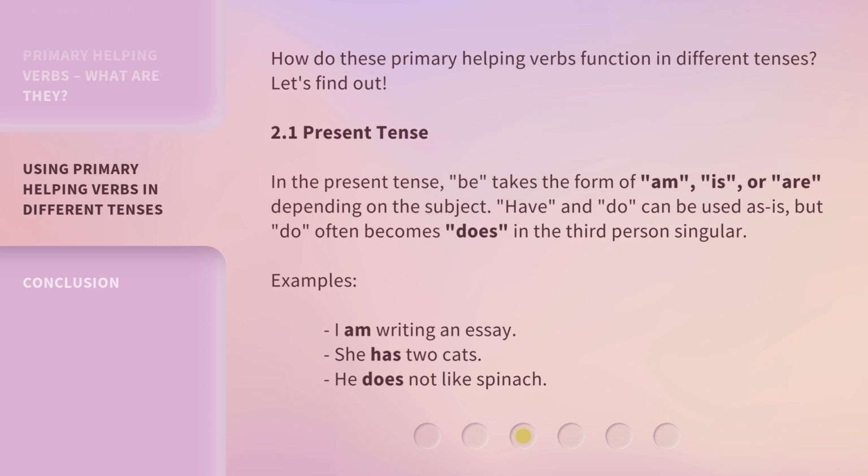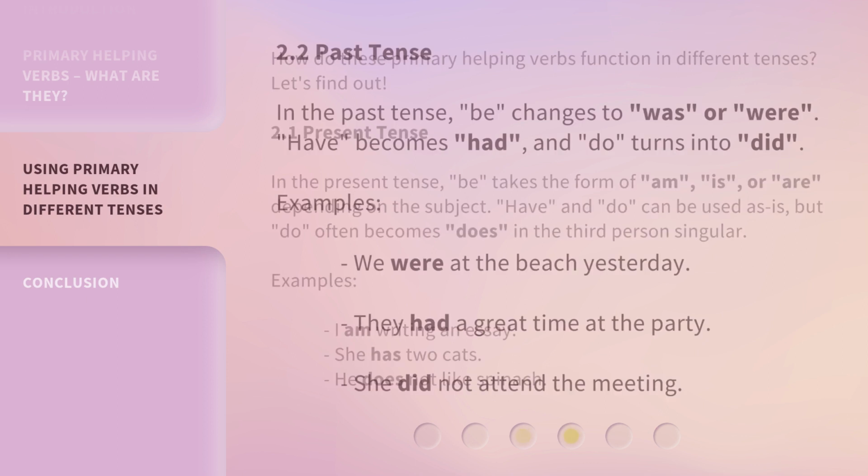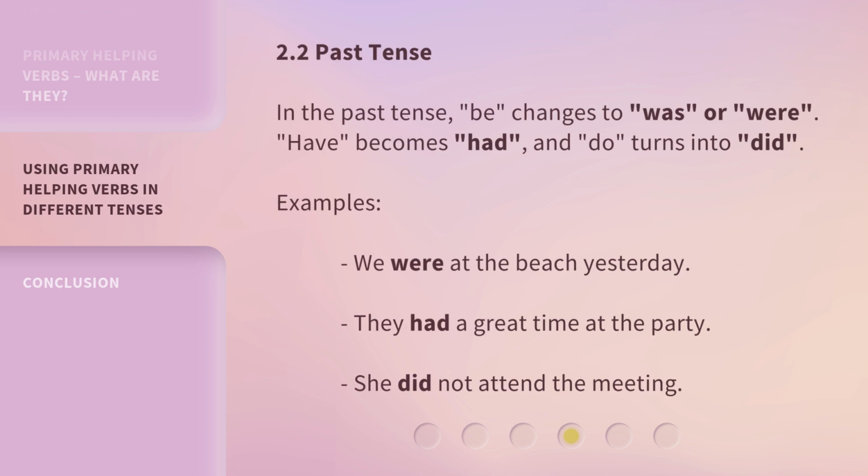Examples: I am writing an essay. She has 2 cats. He does not like spinach. 2.2 Past tense. In the past tense, be changes to was or were.